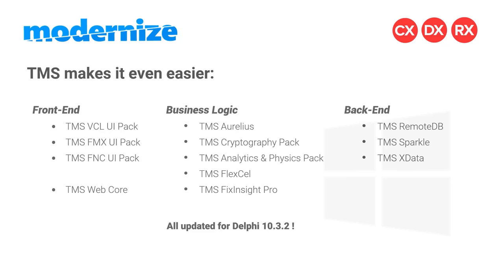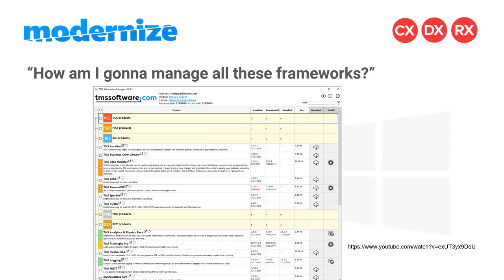And on the back end, as a solution to migrate code from, well, let's call it a desktop application without any server architecture, you can use TMS Remote DB to quickly build a multi-tier database application. There's TMS Sparkle for web servers and web clients, and of course, the final step with web services and JSON is TMS XData.